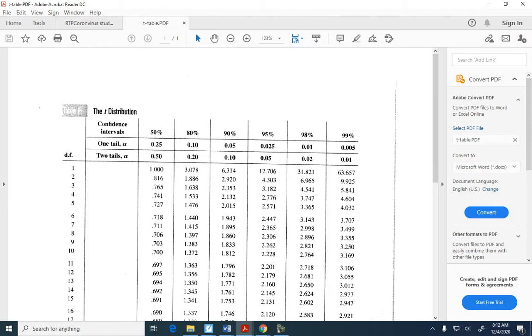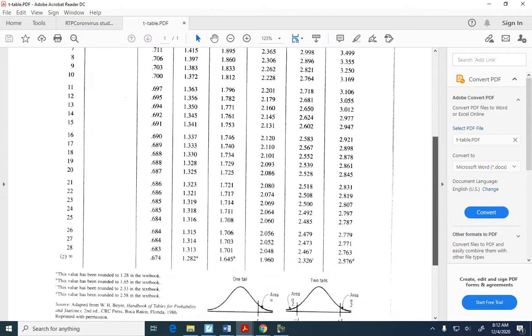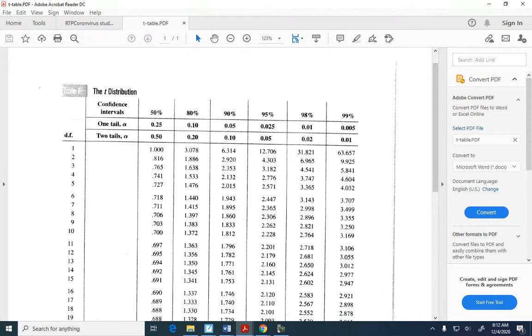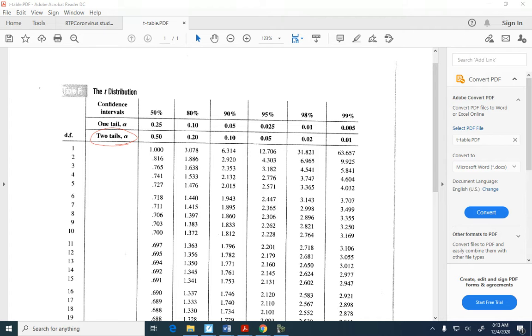So if we take a look at our t-table, our alpha value, we have a two-tail test, so we're looking at the two tails here. We have an alpha value that's 0.01. So we're coming over here to the 0.01 alpha value.